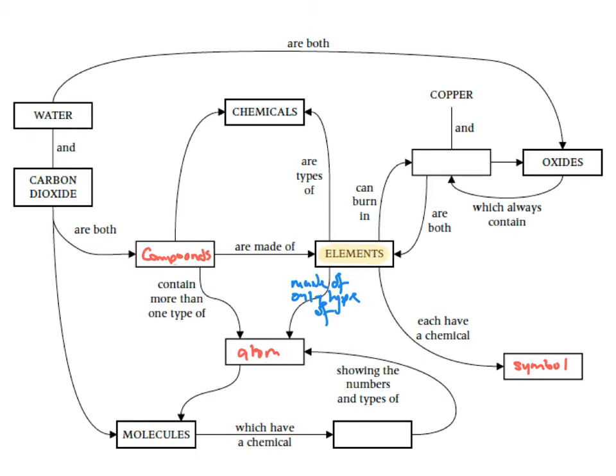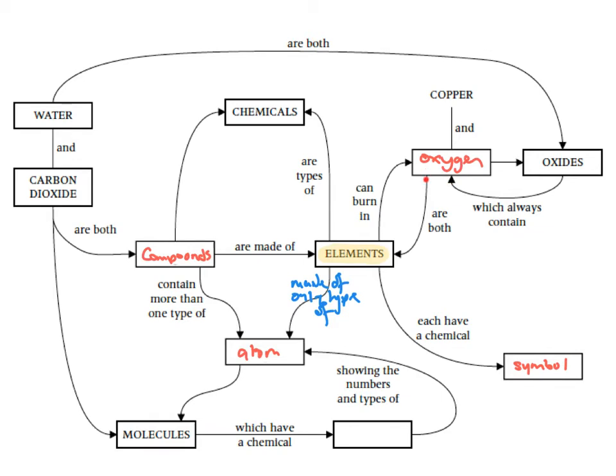So elements can burn in, okay, and we've got a gap, and then we've got an arrow that goes to oxides, and then an arrow back from oxides saying "which always contain." So one of the things that we know is that oxides always contain oxygen. That's what the oxide part of the name is. So we know that elements can burn in oxygen and they form oxides. Okay, so burn in oxygen to form oxides. We know that if we're told that something is an oxide, then it contains oxygen.